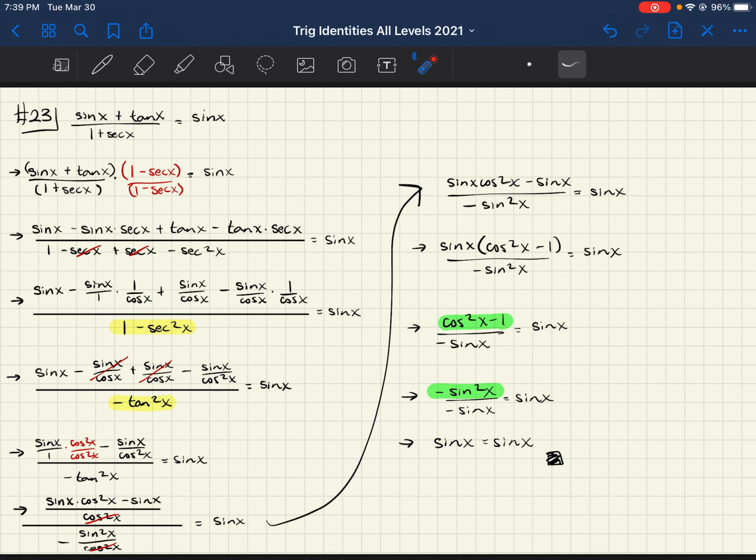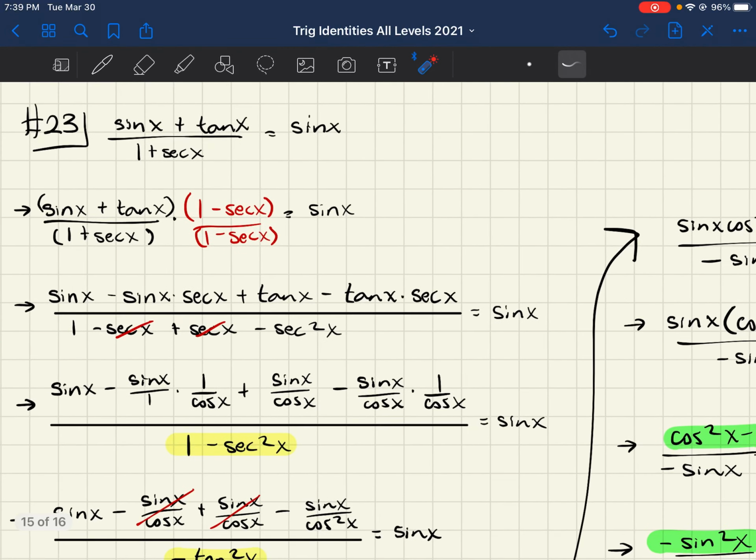All right, almost done. 2 more to go. All right, number 23, we're trying to show that sine of x plus tangent of x over 1 plus secant of x is equal to sine of x. There's 1 plus secant of x on the bottom. I'm going to use that same old little trick that we've been doing where we multiply by whatever the denominator is with the sign in the middle changed. So we multiply by 1 minus secant of x, top and bottom.